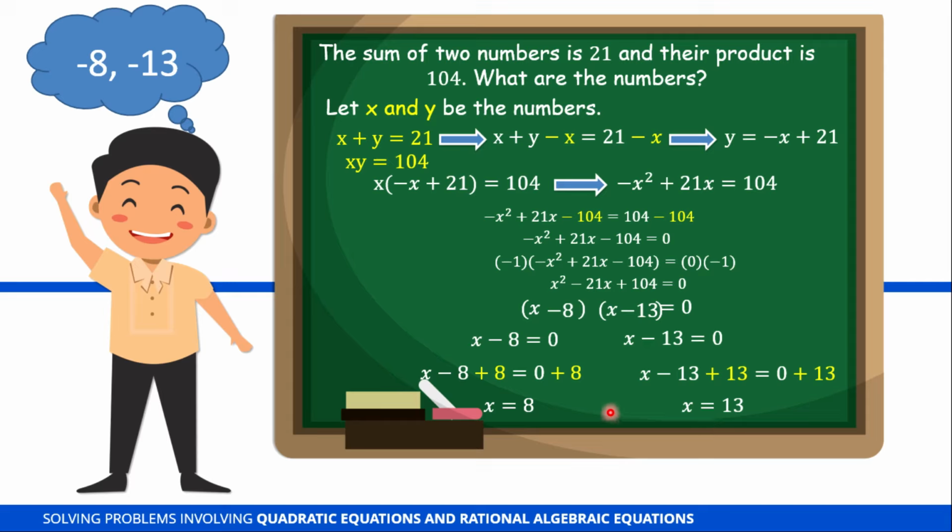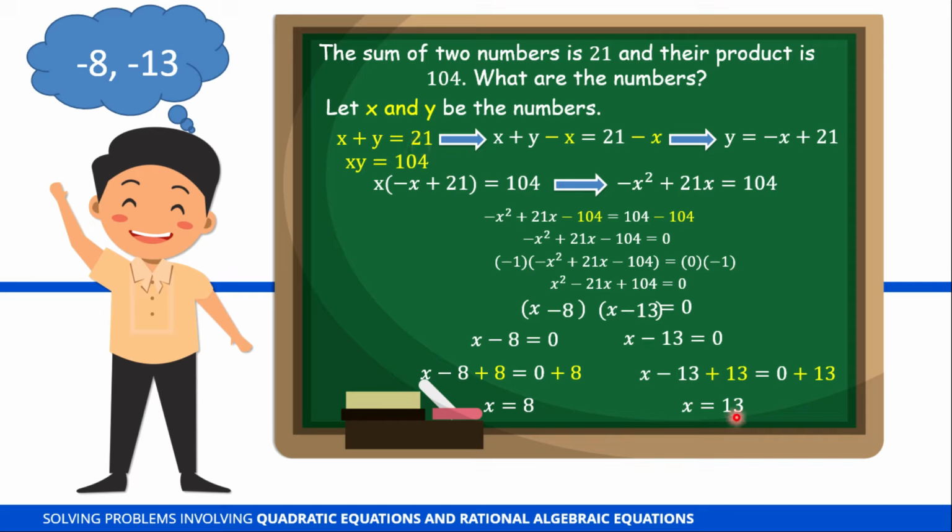Now, i-check natin yung ating mga nakuhang numbers. Kung ang x natin ay 8, ipalit lang natin dito sa ating variable na x para makuha natin yung y. So, that's negative 8 plus 21. Ang magiging y natin ay 13. Okay, so 8 plus 13, that is 21, and 8 times 13, that is 104.